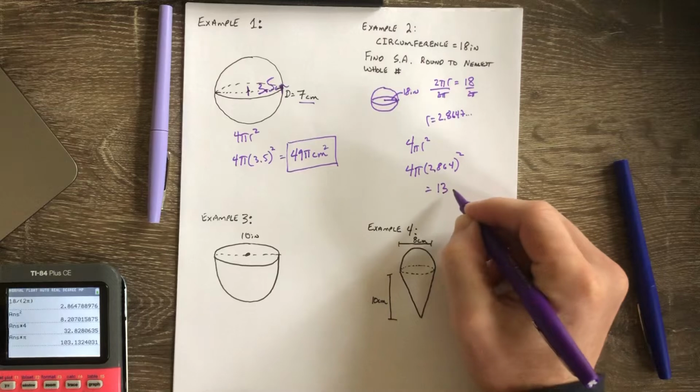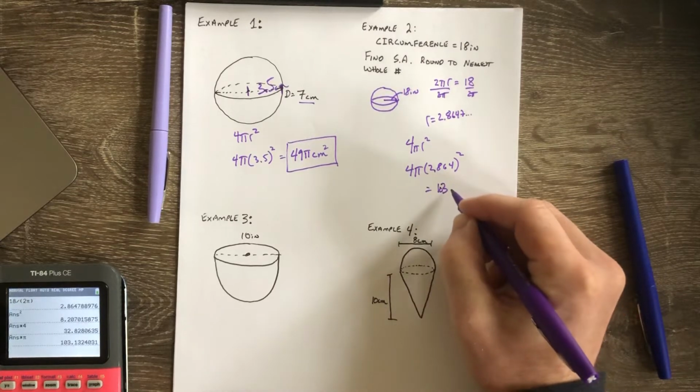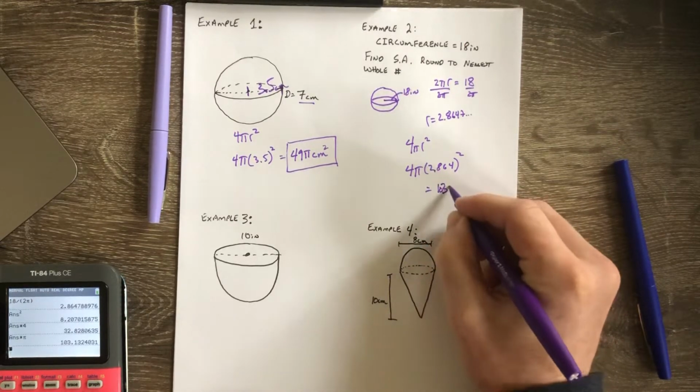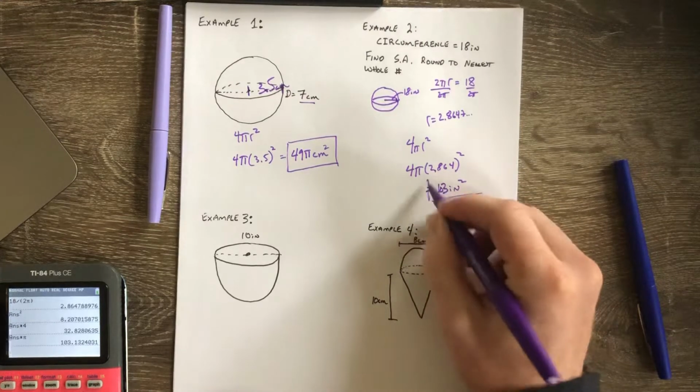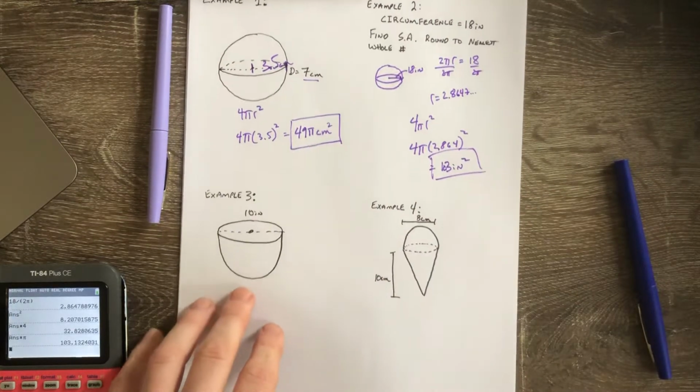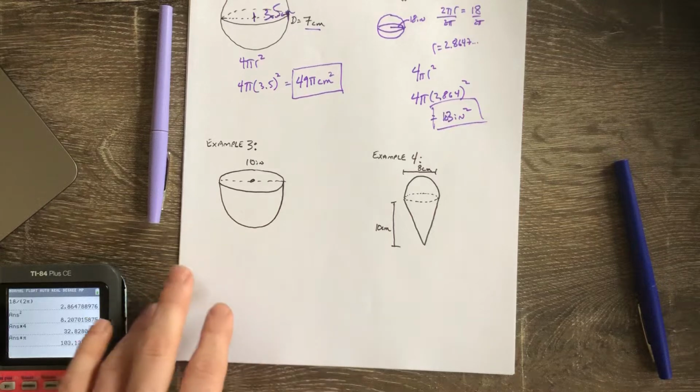So that's to round to the nearest whole number. So it's going to be 103, and we're talking about inches squared. So that's the total surface area. For the next two, I'll move this up a little bit.